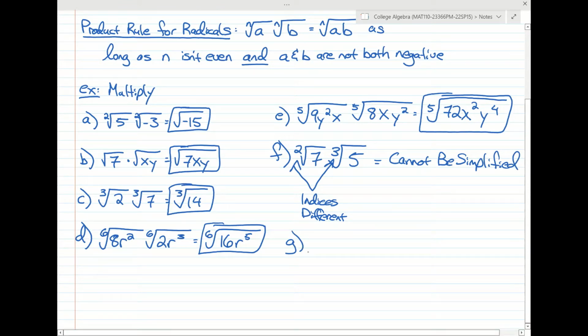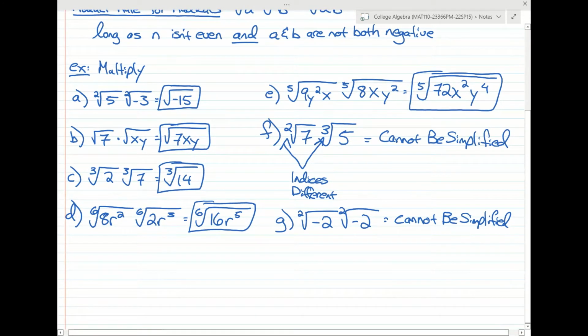And I kept telling you about the even root and the negative radicands. That would be like something like this. If we had the square root of -2 times the square root of -2, you're not allowed to say that this is the square root of 4. It doesn't work like that. Because these are even, and both radicands are negative, this also cannot be simplified. So that's called the product property.